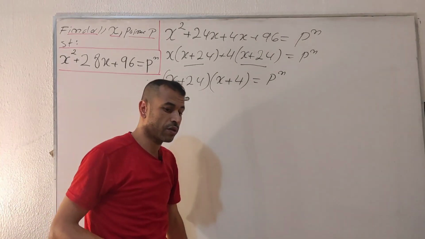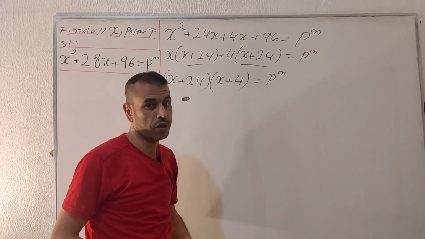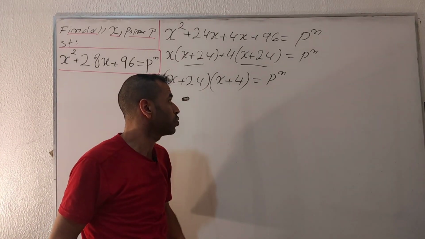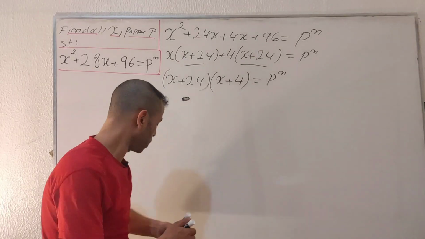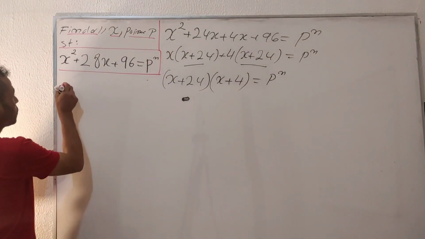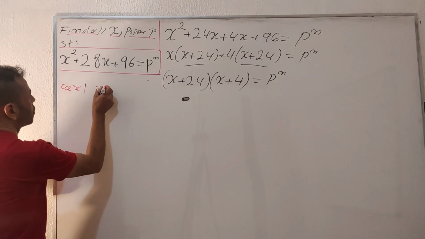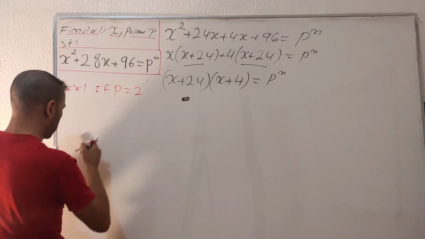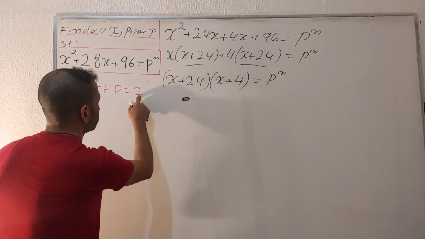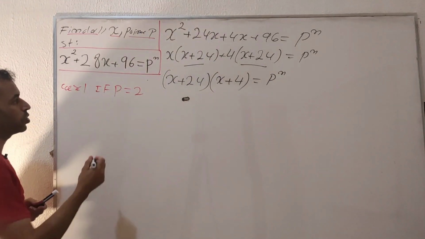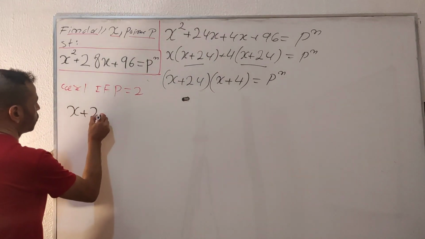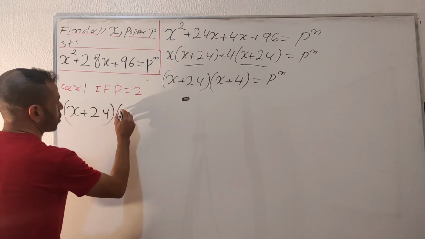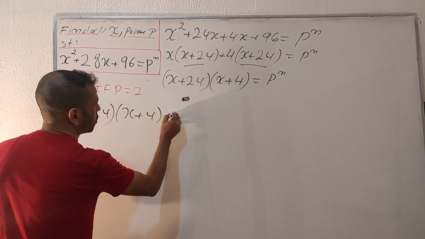But remember, p is prime, it could be even prime, it could be odd prime. So we are going to go through two cases. The first case, number 1, if p equals 2. Let's replace this value of p into this equation. I get x plus 24 factor x plus number 4 equals 2 to the n.